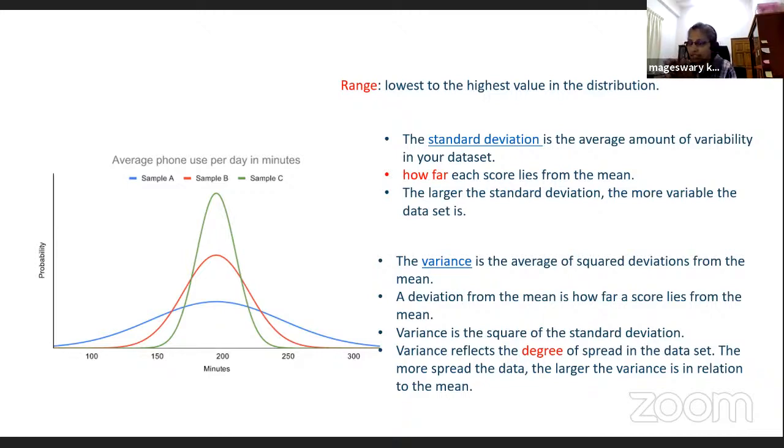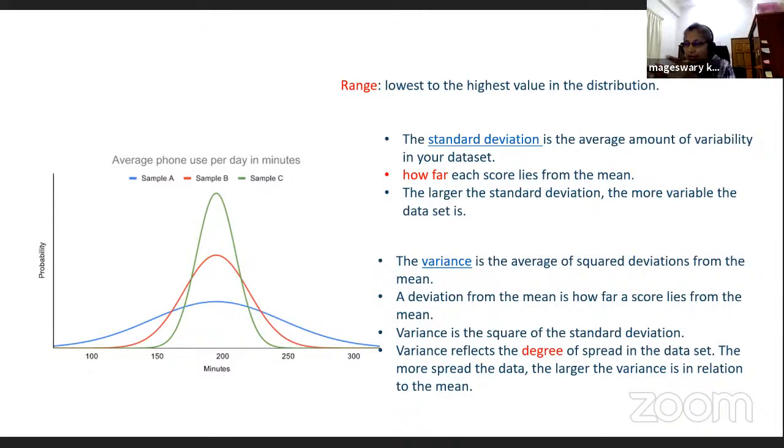When you talk about standard deviation, you always present your data using standard deviation. Standard deviation shows how far your data lies from the mean. Let's say your mean is 200. For the blue, red, and green, all these three samples, the average is about 200. But you will realize that for the green one, the spread, the distance between 150 and 200, is definitely lesser. So that means for the green one, the standard deviation is lesser.